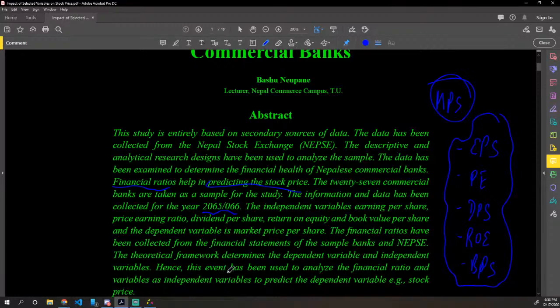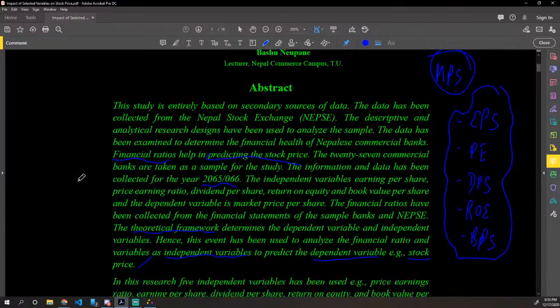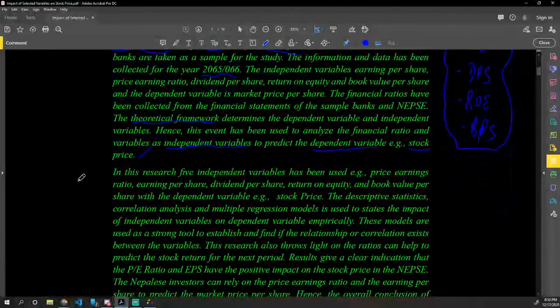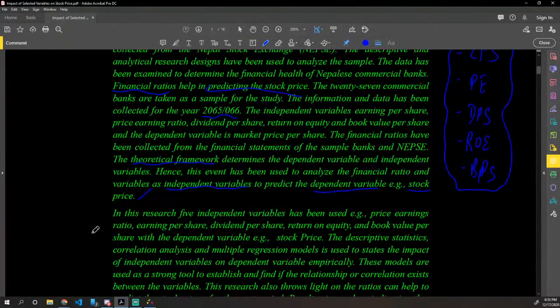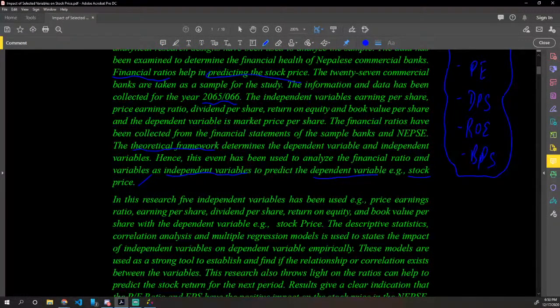The theoretical framework determines the dependent variable and independent variables. Hence, this has been used to analyze the financial ratios as independent variables to predict the dependent variable, which is basically the stock price. So in this research, 5 independent variables have been used: 1, 2, 3, 4, 5 here, and then the dependent variable being stock price.